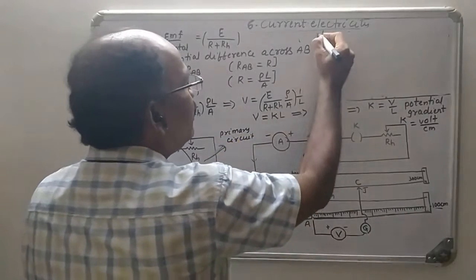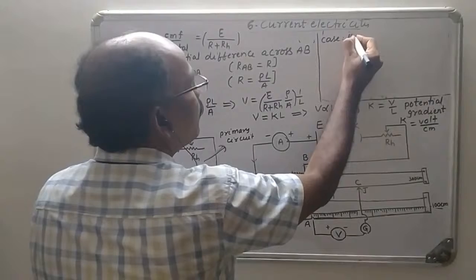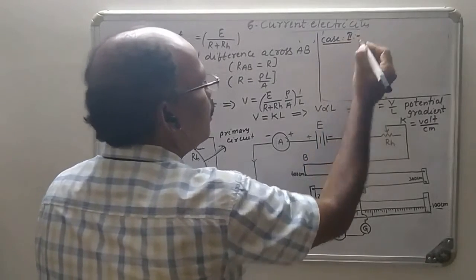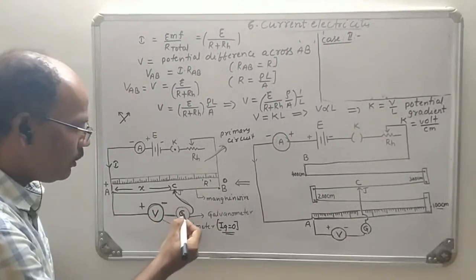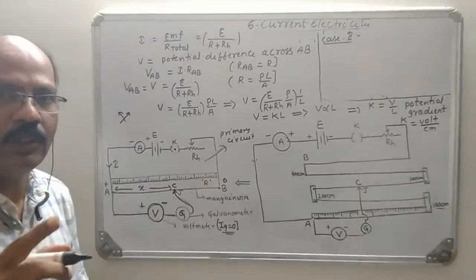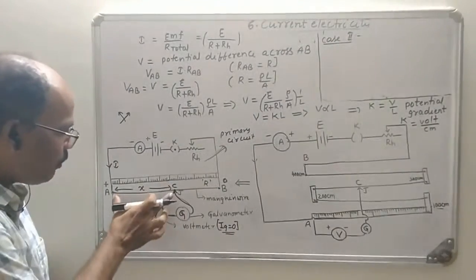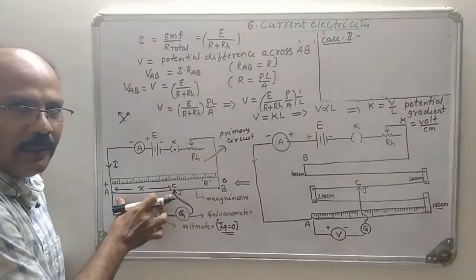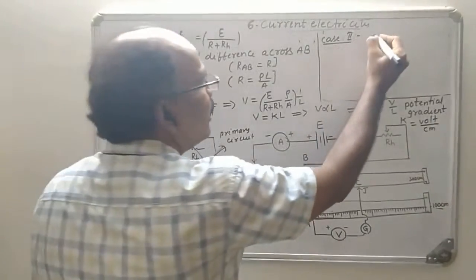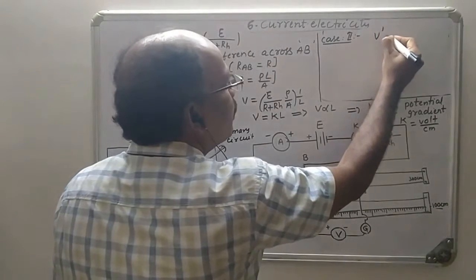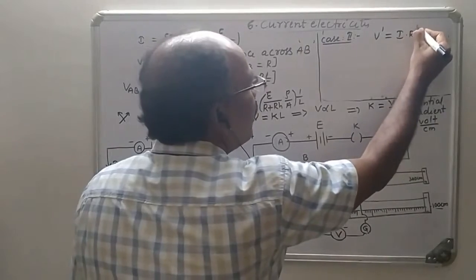So the second one is case 2. When the jockey J touches at point C, the current through the galvanometer shows 0 reading. That length is called the balancing length. Then what is the potential drop across this given portion of the wire? That can be represented as, let us say, V dash. So V dash is equal to I multiply R dash.